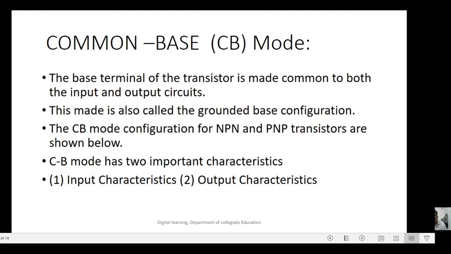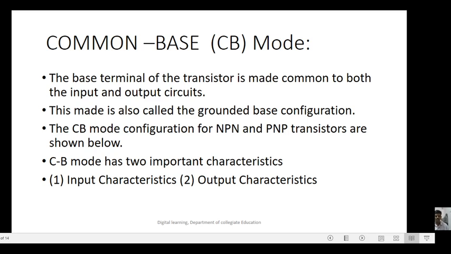Common base CB mode. The base terminal of the transistor is made common to both the input and output circuits. So this mode is also called the grounded base configuration. The CB mode configurations for NPN and PNP transistors are shown below. CB mode has 2 important characteristics: one is input characteristics and another one is output characteristics. So let us explain one by one.